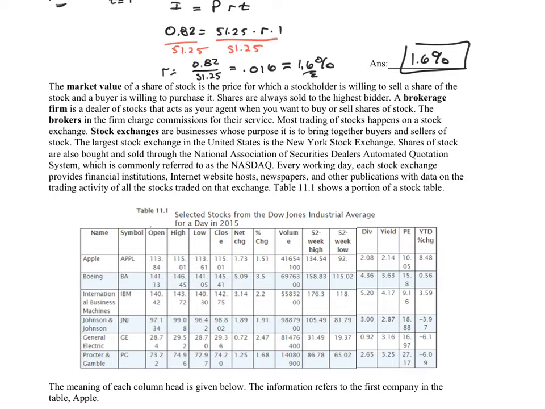The largest stock exchange in the United States is the New York Stock Exchange. Shares of stock are also bought and sold through the National Association of Securities Dealers Automated Quotation, which is the NASDAQ. Okay, so essentially we have the stock exchange and the NASDAQ. You can't just go and buy and sell stocks yourself. You have to go through a broker, someone who's certified to do it.